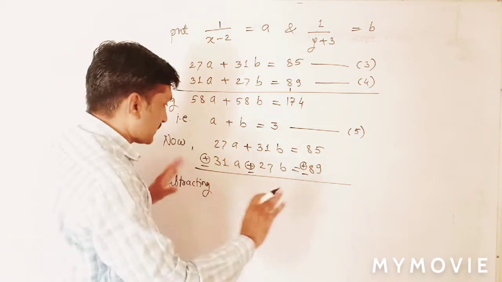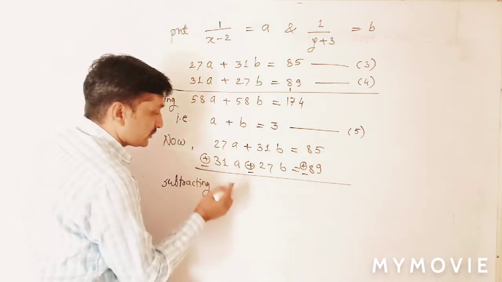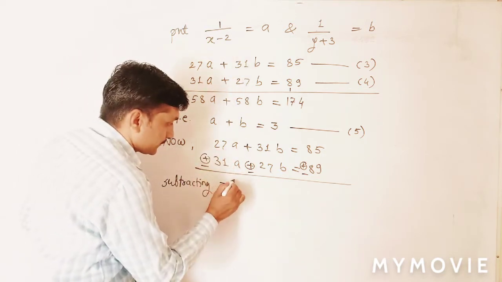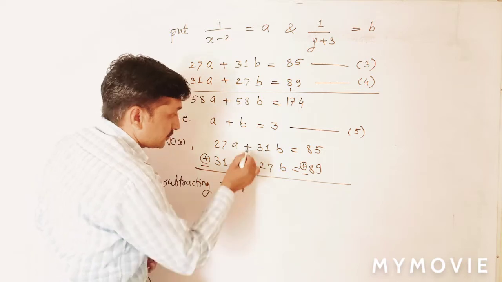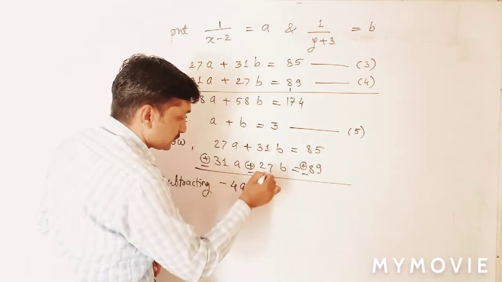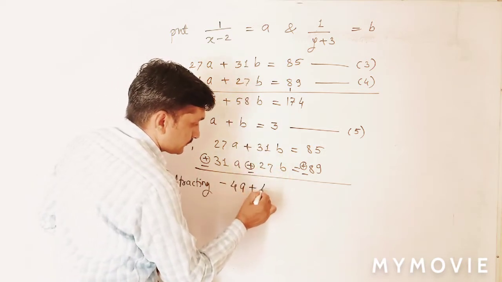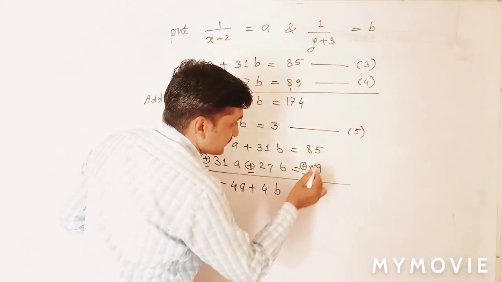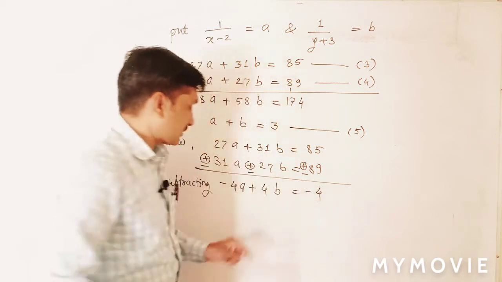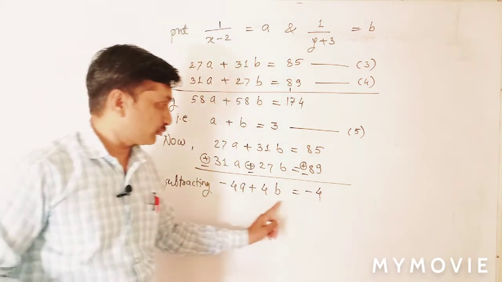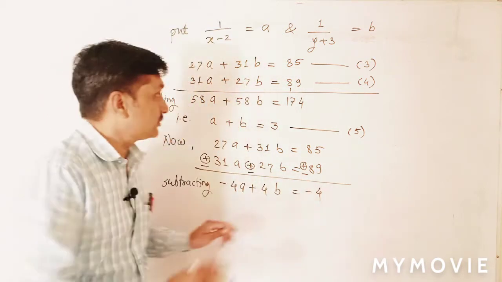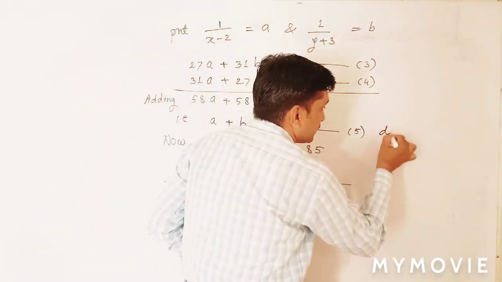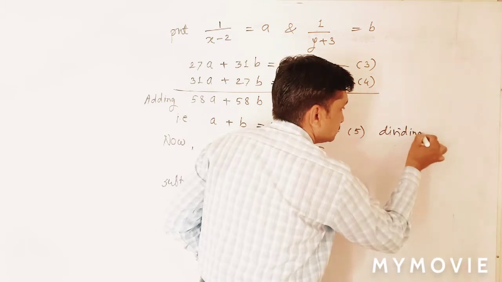And now subtract. 27 minus 31, we have to give the higher value sign. Then 4a, here higher value sign plus. Here also subtraction: 4a, 4b, and is equal to, here a subtraction, higher value sign minus 4. Now here you see 4, 4, 4. Now divide by 4 here. Here we divided 58 by 4. You can write here if you want, dividing by 4.